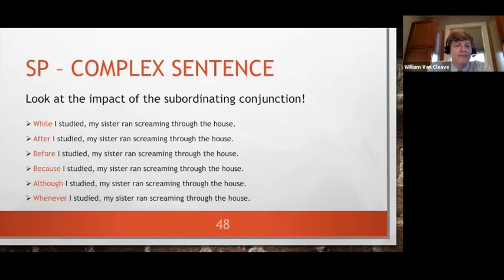Now we start to get to the mean ones. Look at number 4. Because I studied. Okay, so she was wandering around doing her own thing, and then she saw that I was studying, and holy cow, that's when she started screaming.